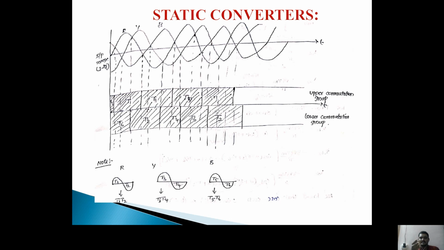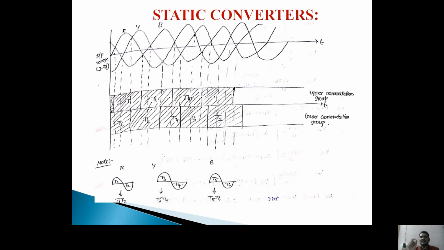And from this diagram I am taking the upper commutation group and the lower commutation group. So in the upper commutation group, valves 1, 3, 5 are conducting, and in the lower commutation group, valves 4, 6, 2 are conducting. So here I mention a note point.